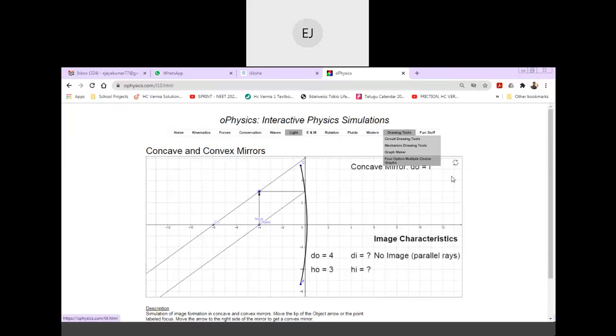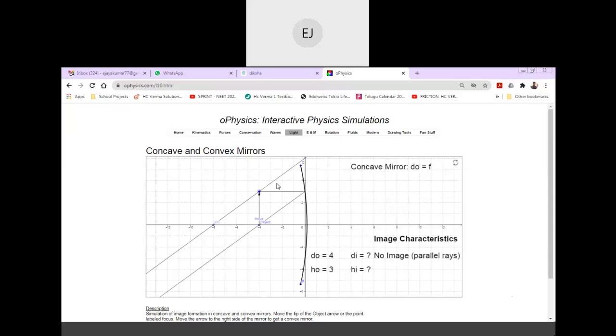Okay, image is real only. The image is highly magnified, and the image forms at infinity. The image is inverted. Real images are always inverted. This is the fourth experiment.